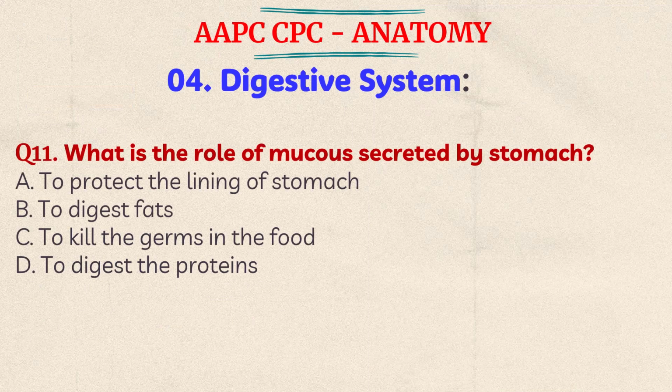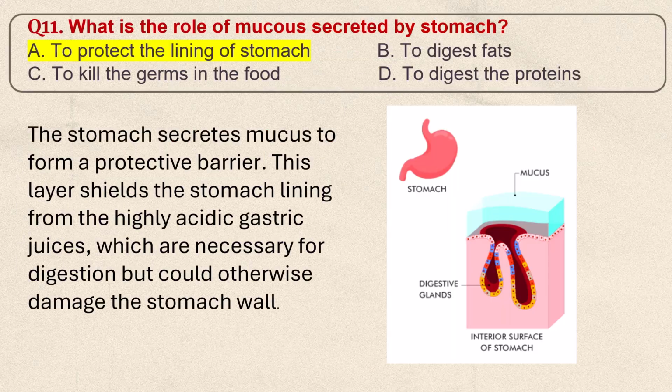Question number 11. What is the role of mucus secreted by the stomach? A. To protect the lining of the stomach. B. To digest fats. C. To kill the germs in the food. D. To digest the proteins. Think the answer. The correct answer is to protect the lining of the stomach.